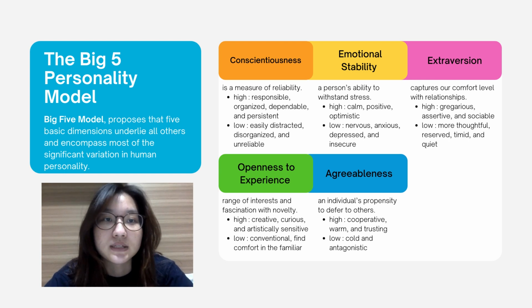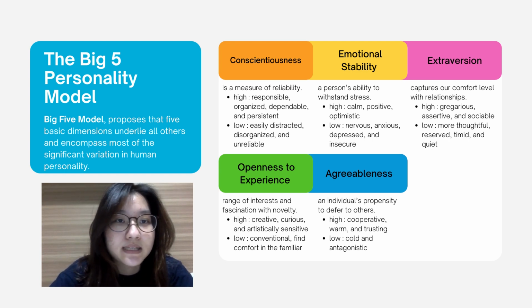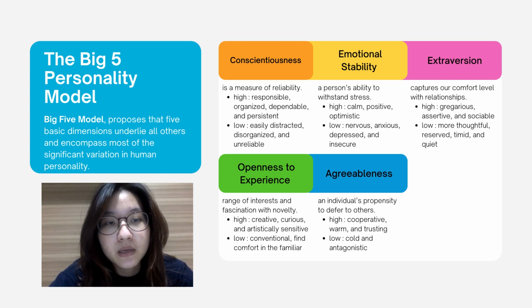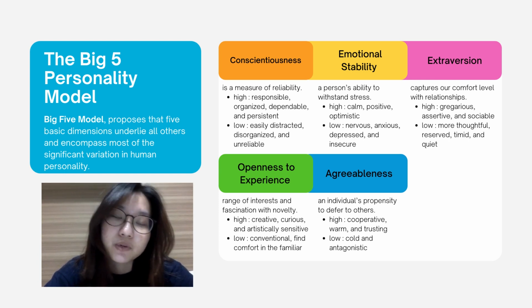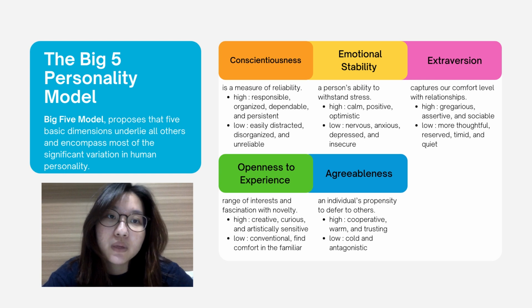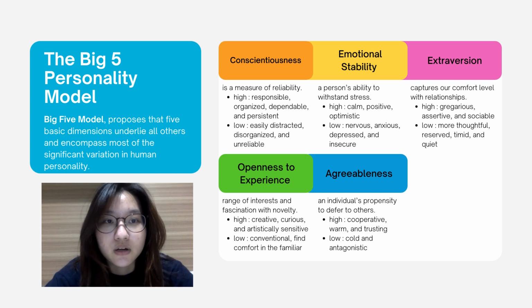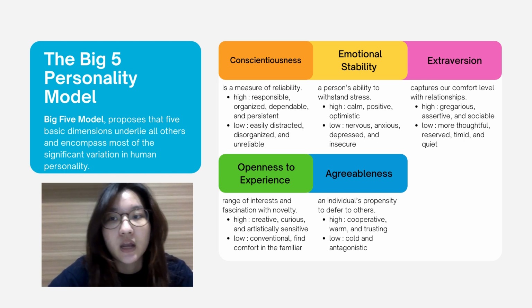There's also emotional stability, which is a person's ability to withstand stress. Obviously, someone with high emotional stability is usually more calm, positive, and more of an optimistic person. Whereas people with low emotional stability are usually more nervous, anxious, depressed, and also more insecure.